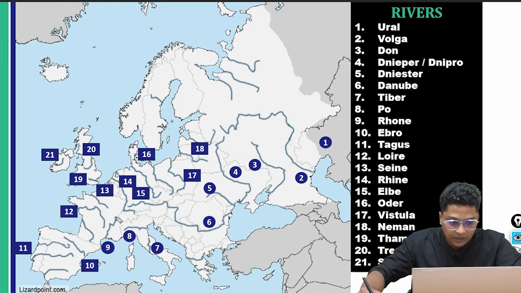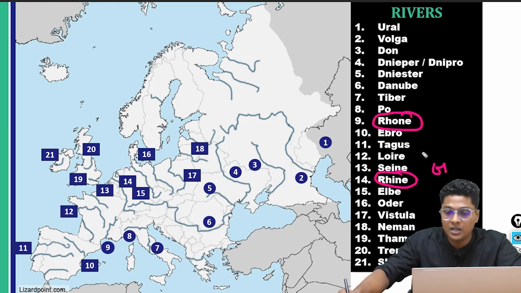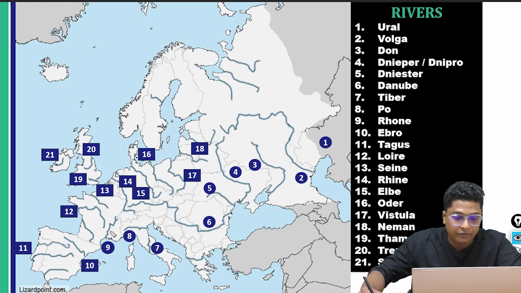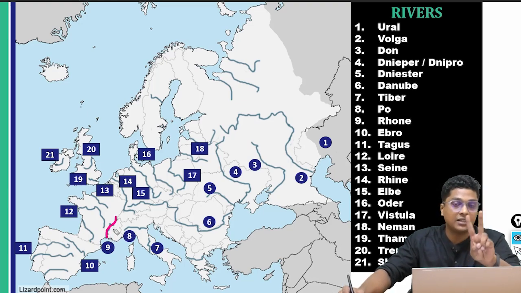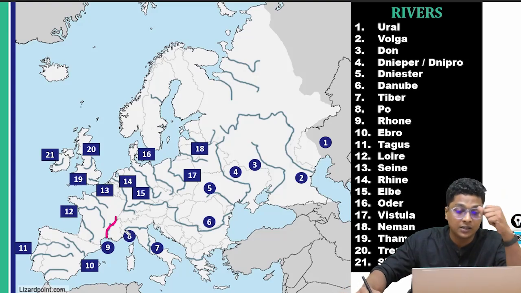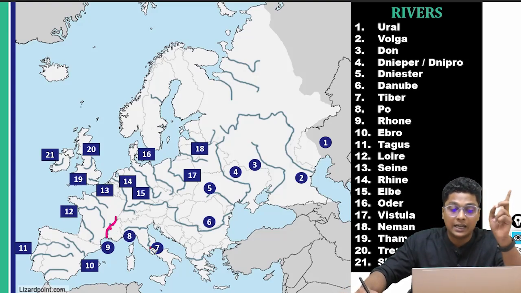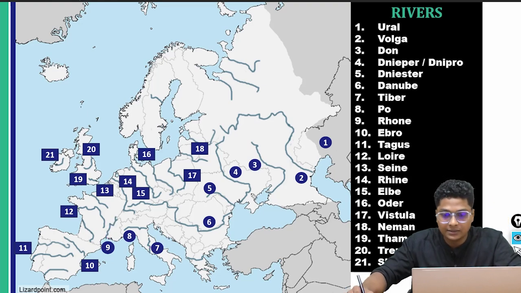Now, this river, from this tri-junction, from this region, you can see here Switzerland, this is France. From here, we are having Rhone. Don't confuse the spelling of Rhone with the Rhine. Rhine is a very important river which is draining through Germany, and Rhone is draining through France. So Rhone is also draining into the Mediterranean. So two rivers we have seen right now draining directly into the Mediterranean. One is River Rhone and another one is River Rhine. Remember these rivers, right?